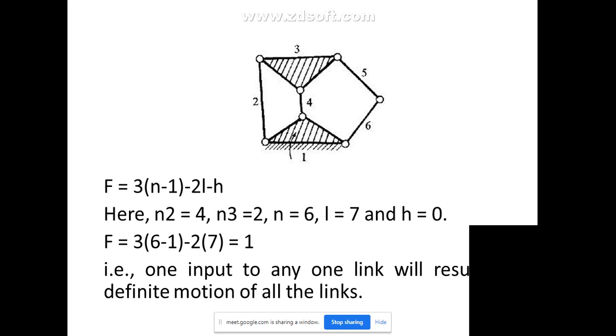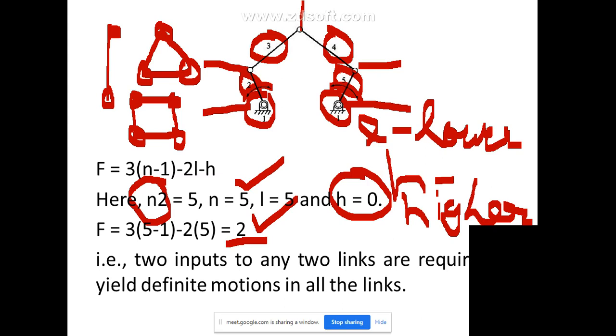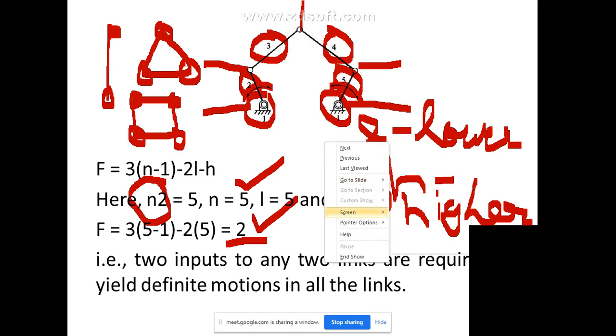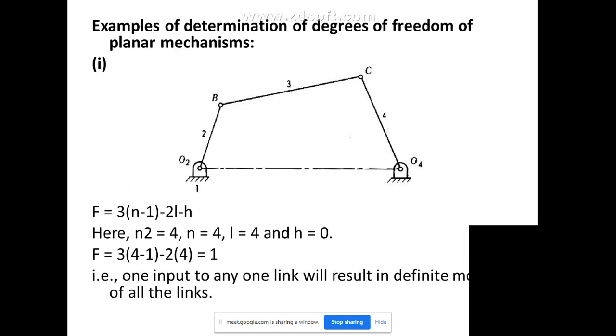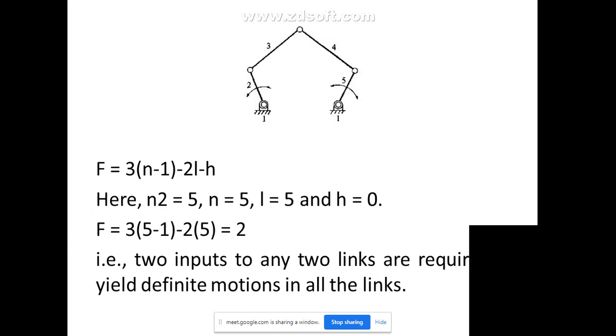Sir, could you go back? Below you wrote 2 inputs to any 2 links. So that means each link should have 2 inputs? That is written, sir, 2 inputs to any 2 links. Both together 2 inputs, or each link should have 2 inputs? See what will happen now.